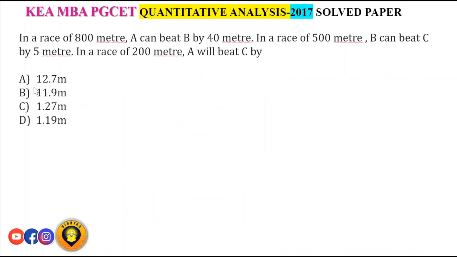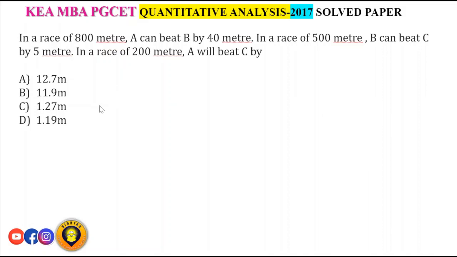In a race of 800 meter, A can beat B by 40 meter. In a race of 500 meter, B can beat C by 5 meter. In a race of 200 meter, A will beat C by how much distance? You have to find.